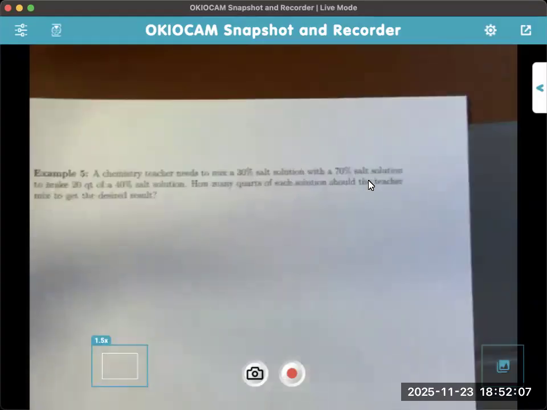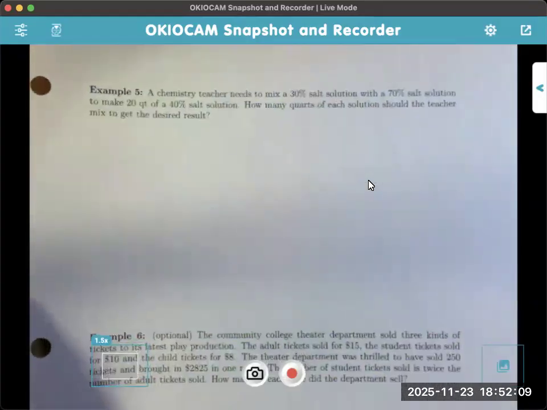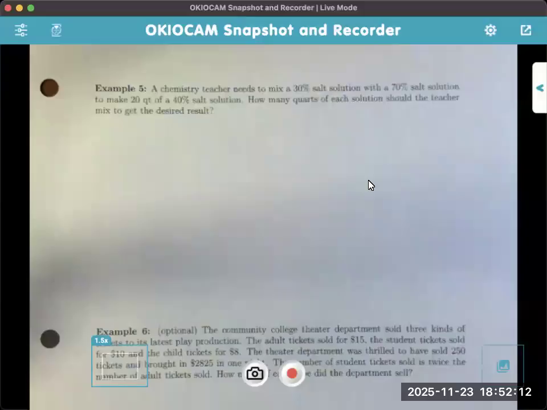Okay. Almost done with these application questions, y'all. We're motoring through. Okay. A chemistry teacher needs to mix a 30% salt solution with a 70% salt solution to make 20 quarts of a 40% salt solution. How many quarts of each solution should the teacher mix to get the desired result? Okay, this, believe it or not, is the exact same as the bank question.